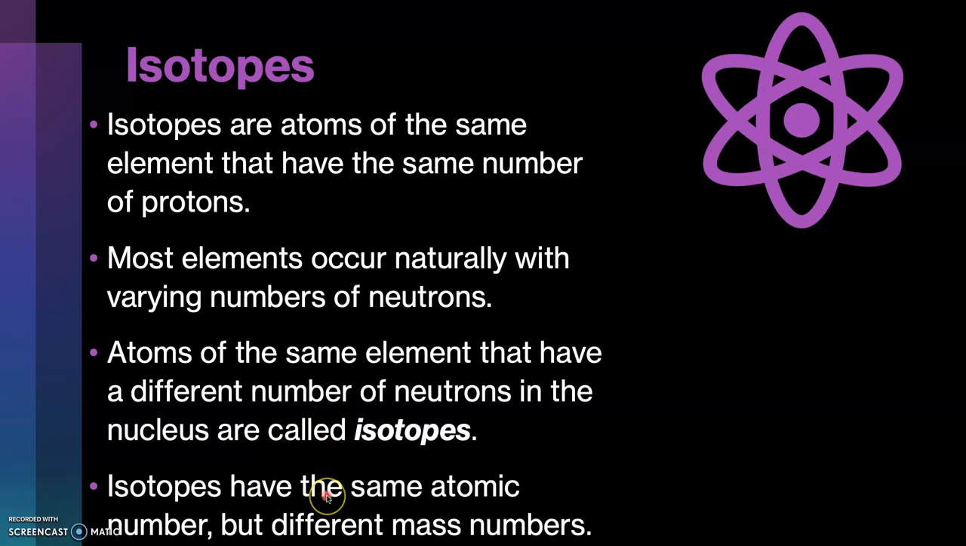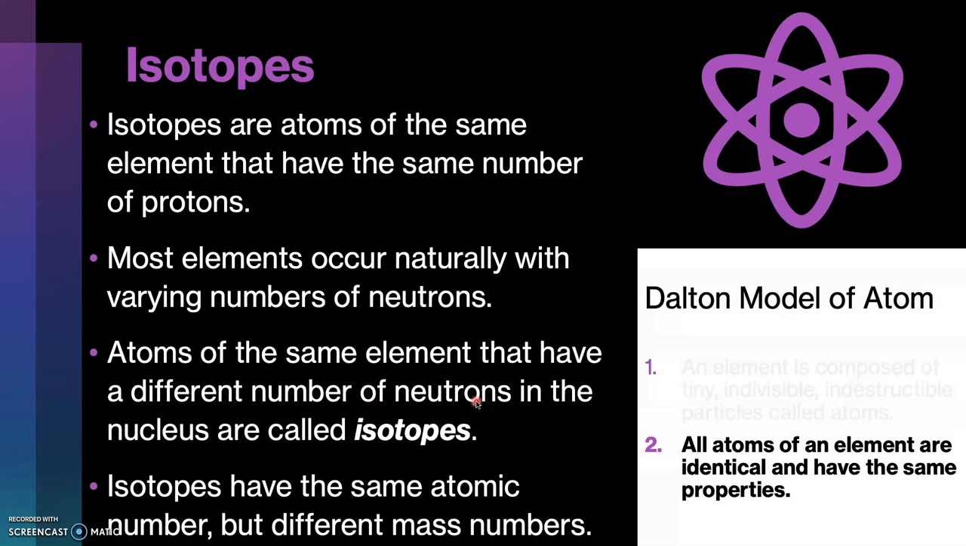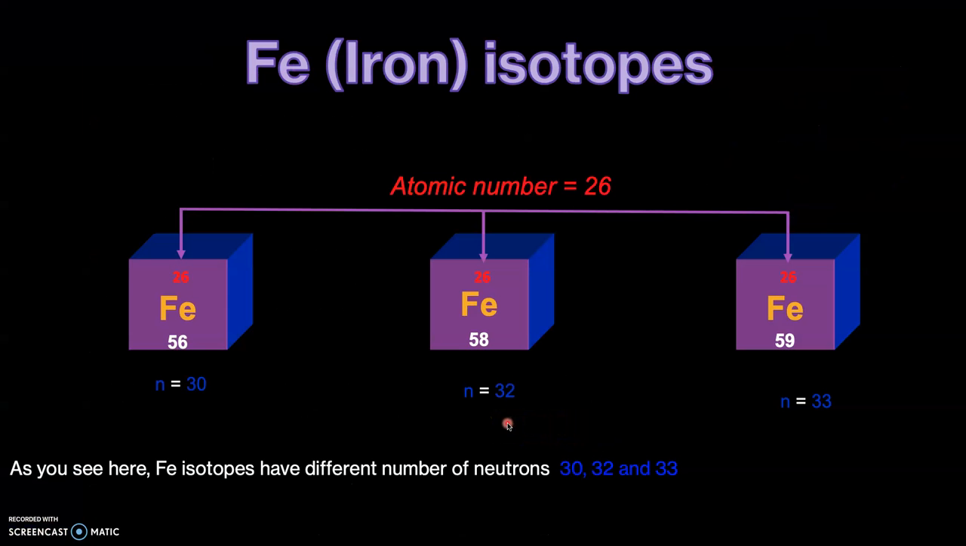So isotopes have the same atomic number, which is the same number of protons, but different mass numbers, or different numbers of neutrons. Earlier in this chapter, I talked about the Dalton model, which states that all atoms of an element are identical and have the same properties. Now that you have learned about isotopes, you realize that all atoms of an element don't have to be identical, because isotopes are not identical. They have different numbers of neutrons. That's why I told you that later on, these things listed in the Dalton model were proven not to be correct.